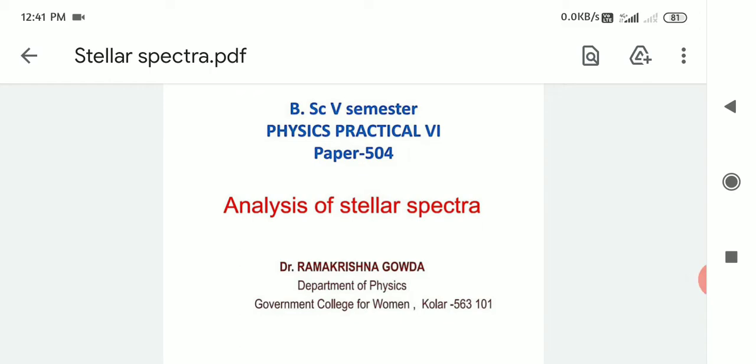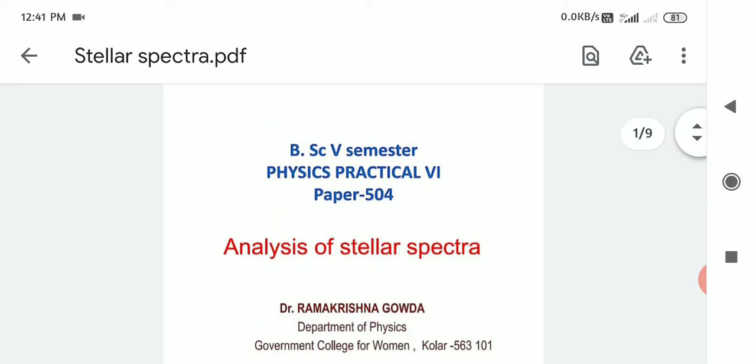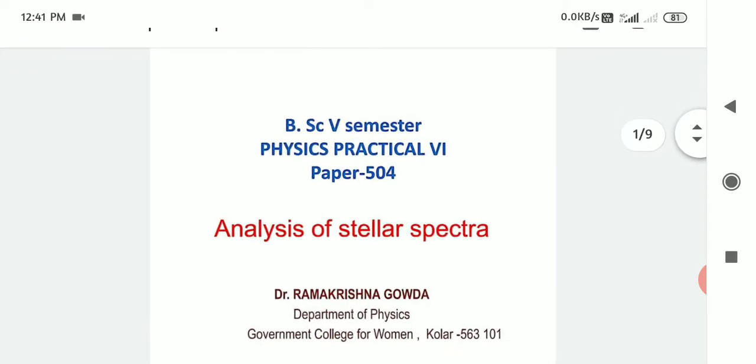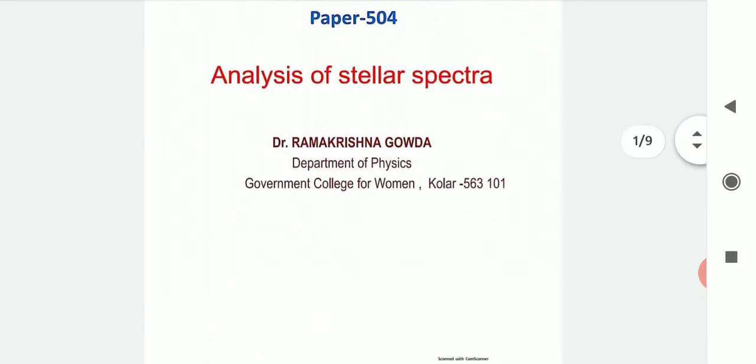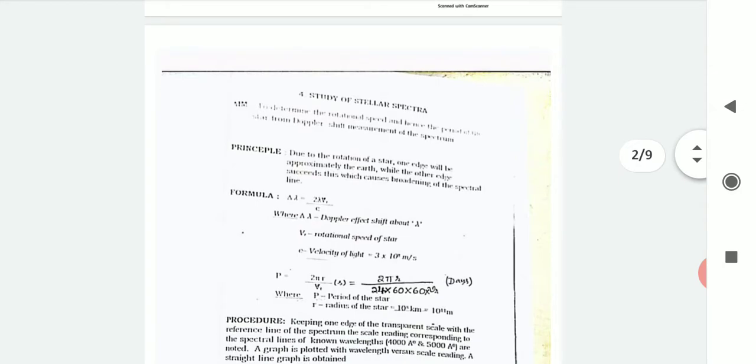So I am explaining this experiment related to BSc 5th semester, Physics Practical 6, paper 504, Analysis of Stellar Spectra. This experiment also can be performed by using the data sheets. Hence, I am explaining the experiment of analysis of stellar spectra. See, this experiment, we have already given the data and all. We have shared the manual also. This is the experimental part.